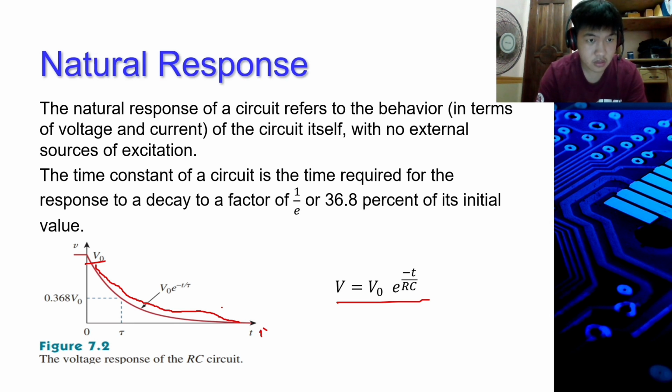So the time constant of the circuit is the time required for the response to decay to a factor of 1 over e, or 36.8% of its initial value. So meaning at one time constant, the initial voltage V naught is reduced to 0.368 of its value.